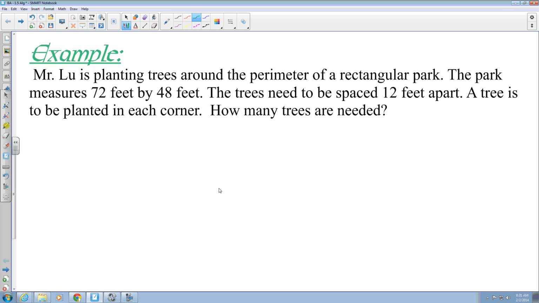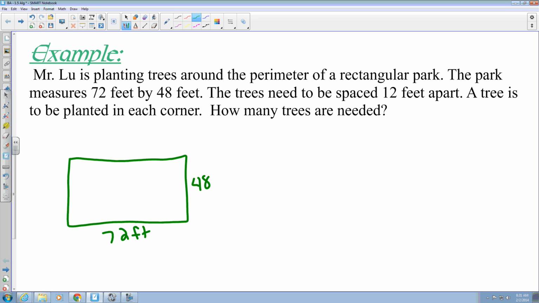So first thing my instinct was to draw a picture. So it's telling me that it's a rectangular park. So I got myself a rectangular park here. And it measures out at 72 feet. And it also measures at 48 feet. It says that the trees are spaced 12 feet apart and are planted in each corner. So I'm going to put a tree in each corner. Here are my trees, aren't they lovely? And then I'm going to space them 12 feet apart.